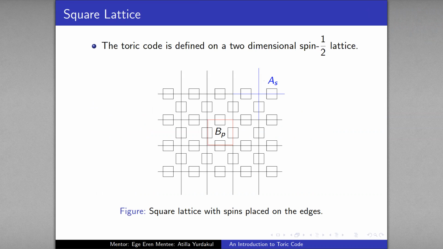The Toric code is defined on a two-dimensional square lattice with spin 1/2. This means that there is a spin placed on every edge of the squares. And these are the plaquette and the star operators that we will define later. Spin 1/2 means that each spin is represented by a two-dimensional vector, and we can also say that each spin is represented as a linear combination of spin down and spin up.